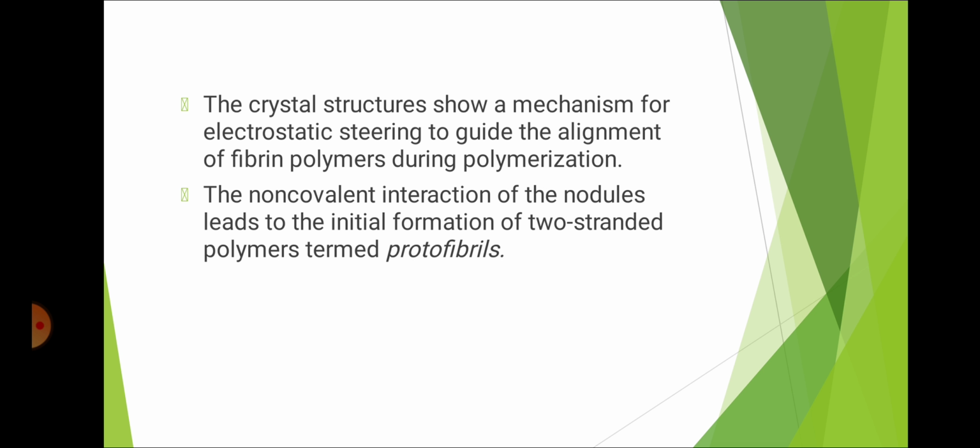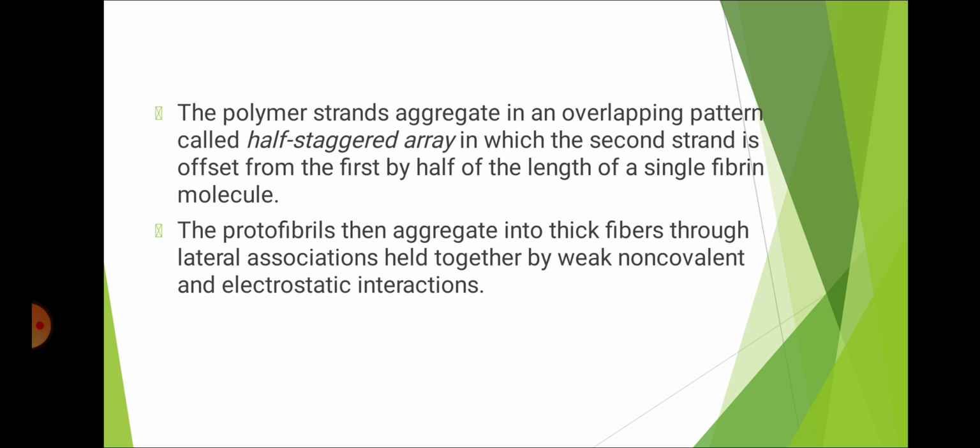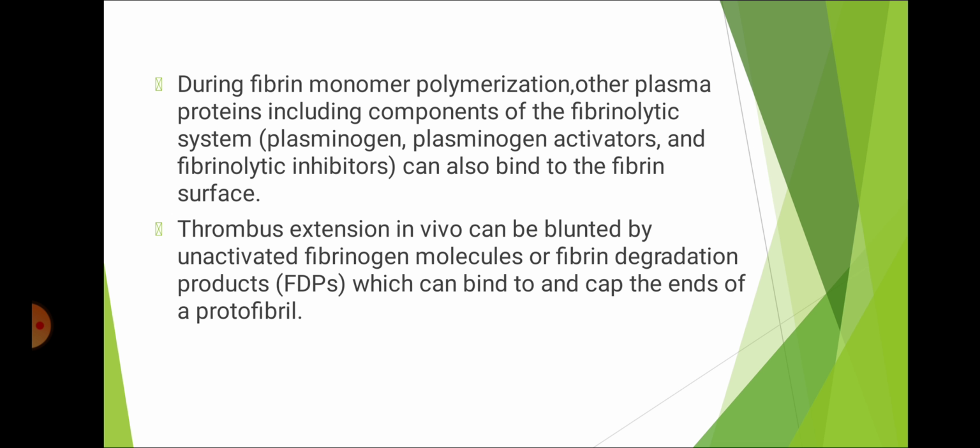The non-covalent interaction of the nodules leads to the initial formation of 2-stranded polymers termed protofibrils. The polymer strands aggregate in an overlapping pattern called half-staggered array, in which the second strand is offset from the first by half of the length of the single fibrin molecule. The protofibrils then aggregate into thick fibers through lateral association held together by weak non-covalent and electrostatic interactions.